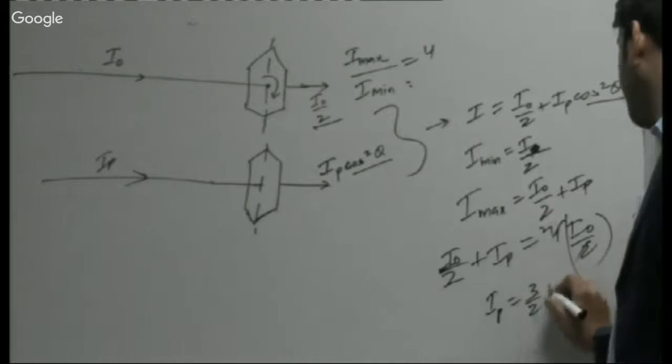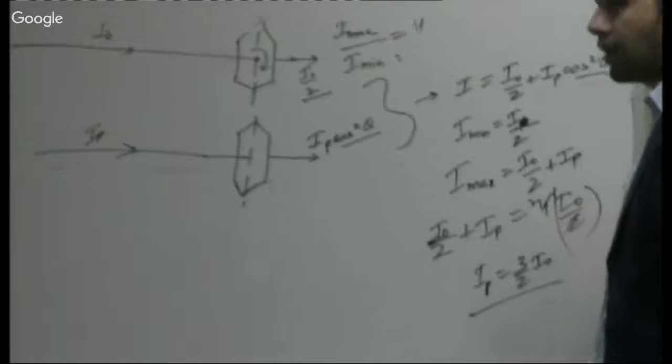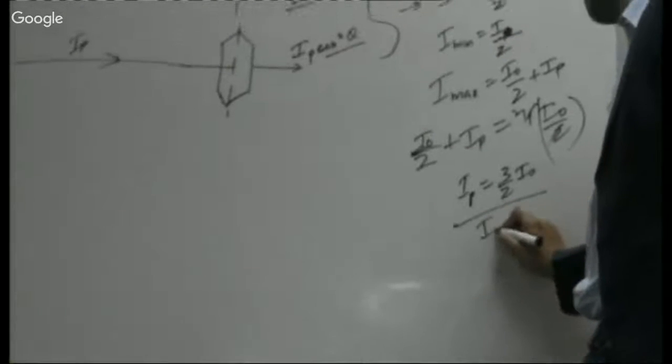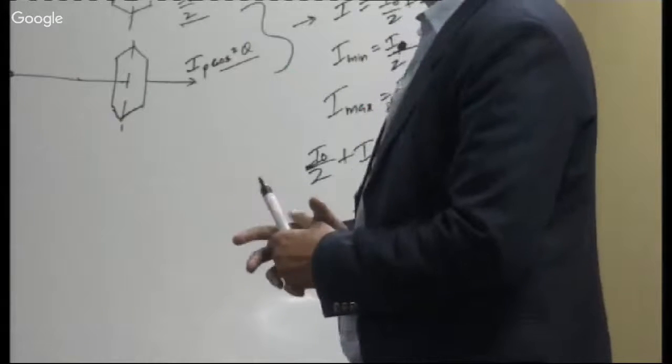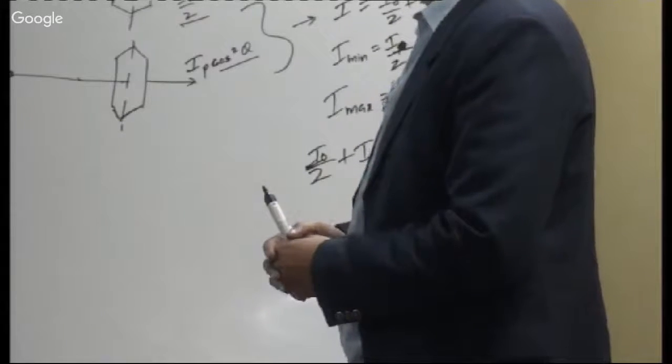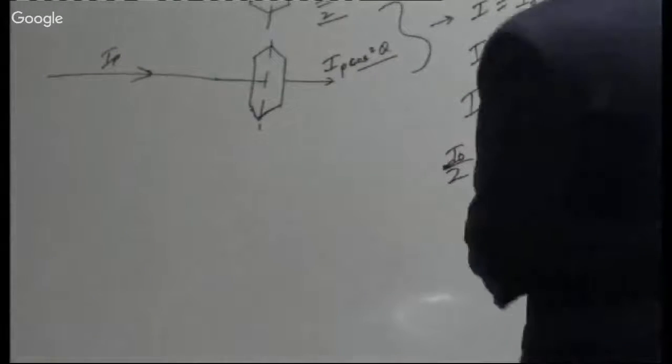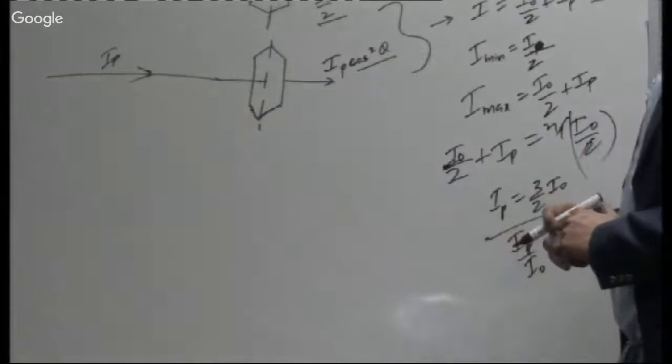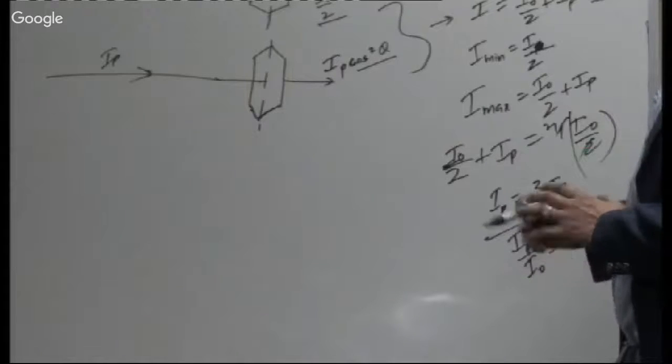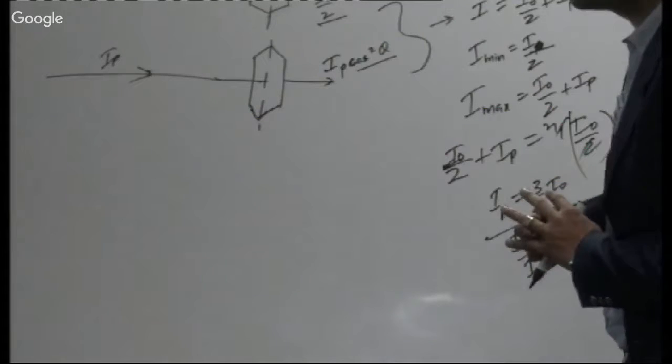3 by 2 I naught. Okay, so the ratio, if we find IP by IO, is 3 by 2. Okay, there is another part. Now the axis of the polarizing sheet is fixed at an angle of 45 degree with the direction when the transmitted intensity is maximum. Okay, so the 45 degree angle is fixed. You have to find the total intensity of the transmitted beam in terms of IO.